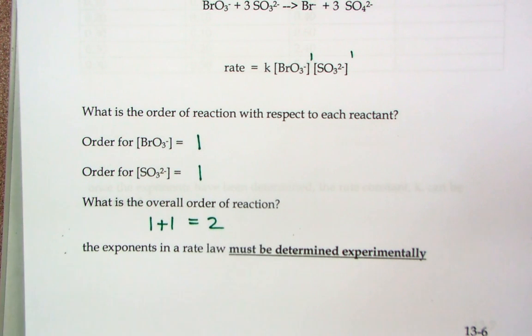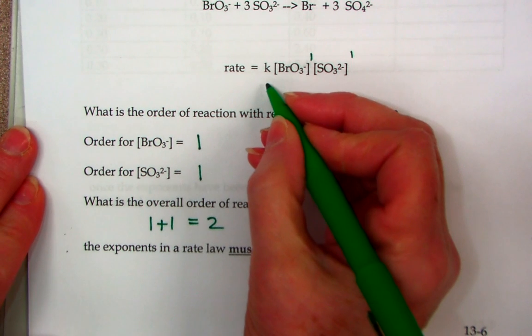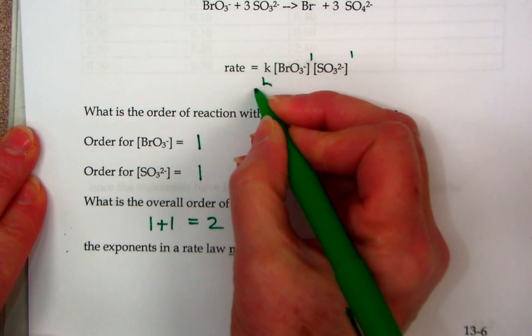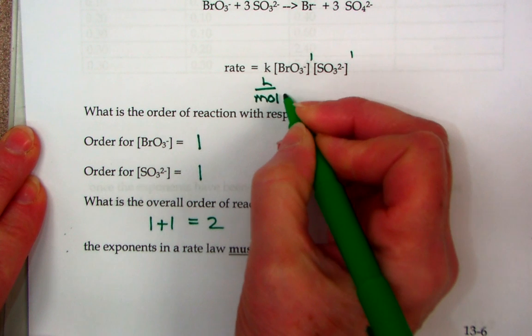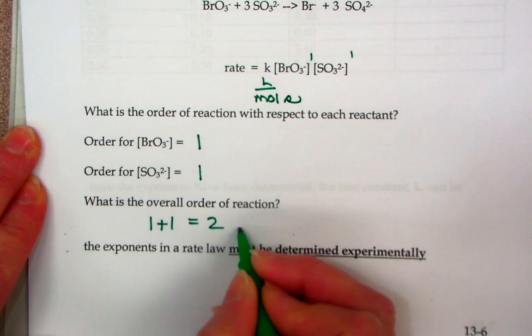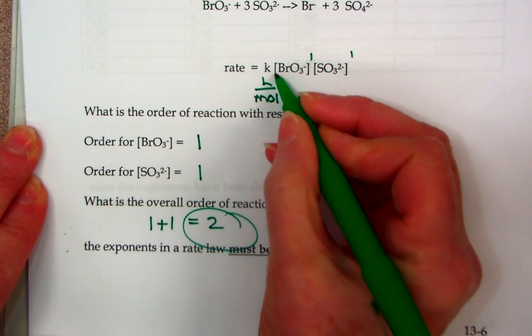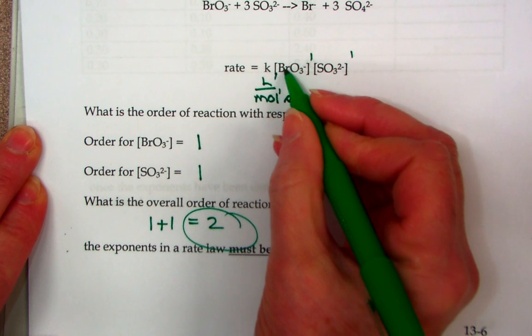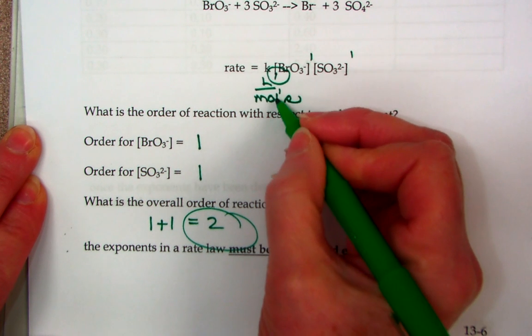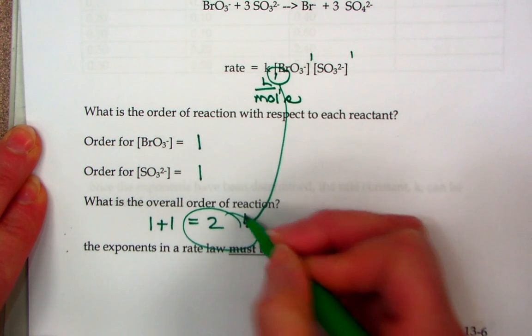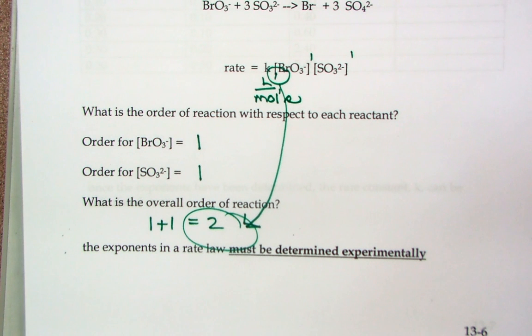So I think that's pretty straightforward, how to find the order of reaction once you know what the rate law is. Now, here's what I was mentioning about the K value. The K for this will be liters per mole second. The order is 2, and the exponents here are 1. So the exponents in the liters per mole are always 1 less than the order of reaction.